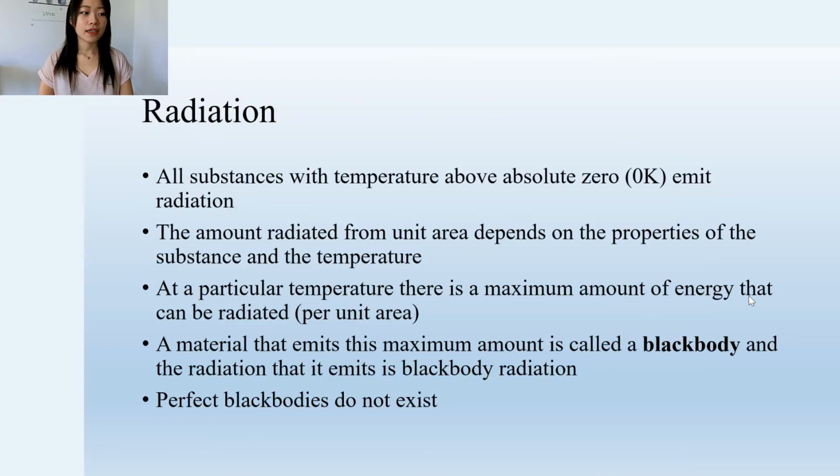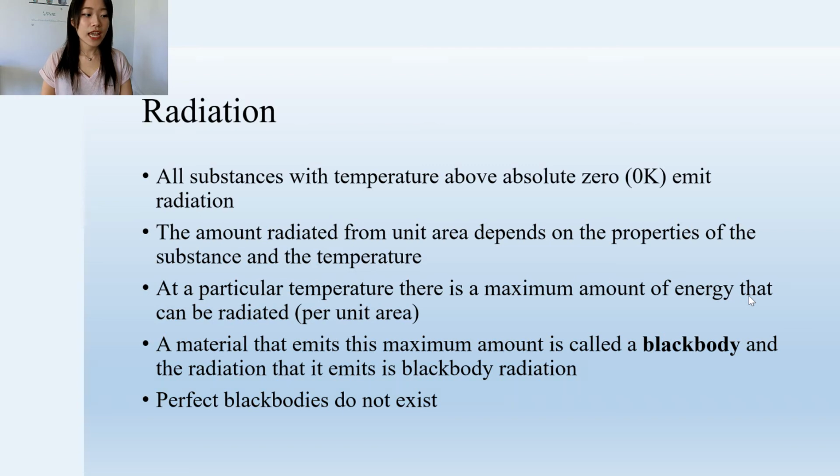All substances with temperature above absolute zero emit radiation. Absolute zero is 0 Kelvin, which is negative 273 degrees Celsius, and that is very cold. So all objects, including you, emit radiation. So yes, you are emitting radiation now, but you are not shining like the sun because the wavelength of radiation that is emitted by you is not visible to human eyes.